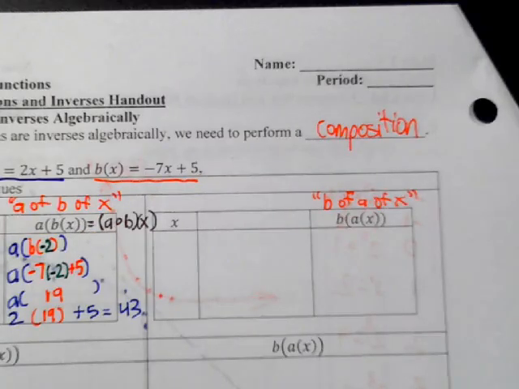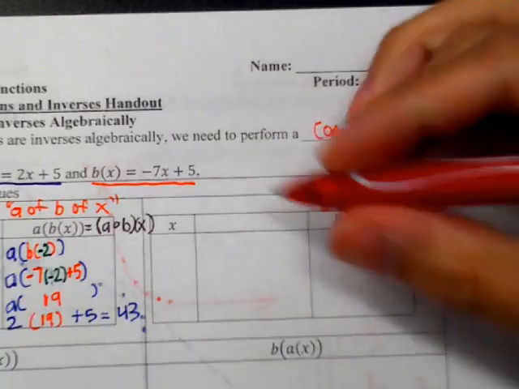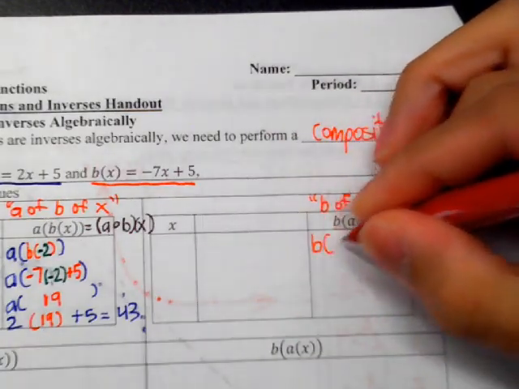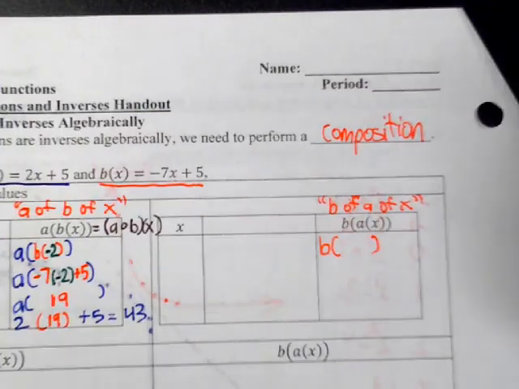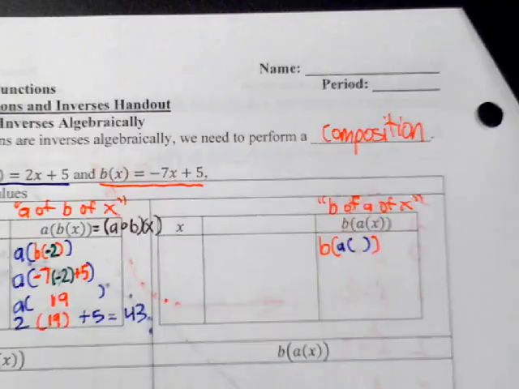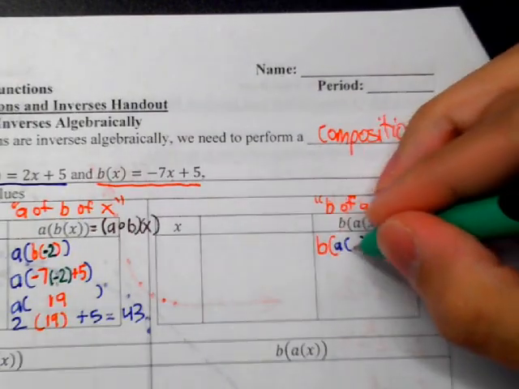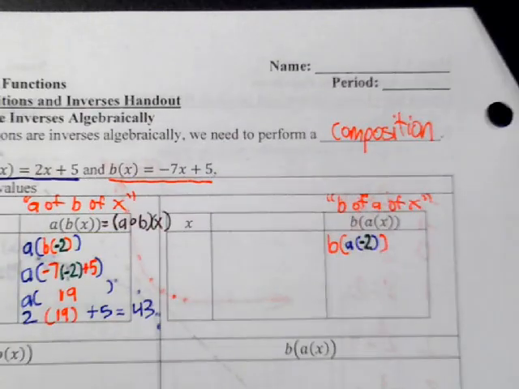Let's go ahead and test it out. Let's calculate B of A of negative 2. Earlier we did A of B of negative 2, so now we're doing B of A of negative 2. We want to see if we get the same answer. We want to see if we end up with 43 again.